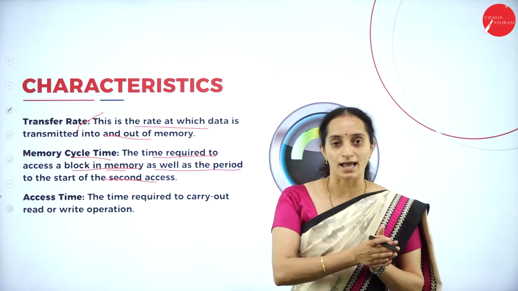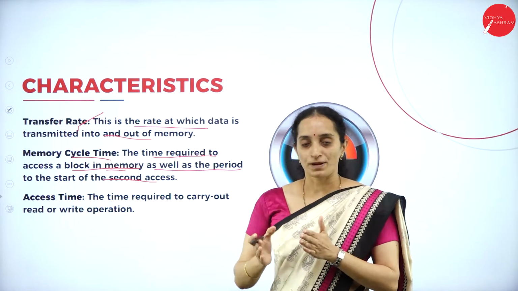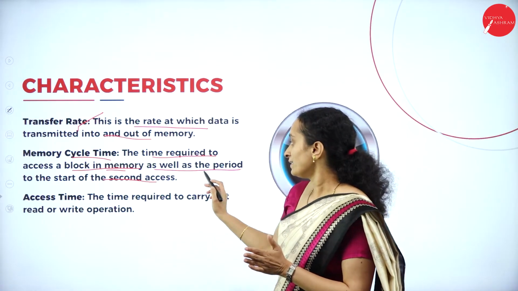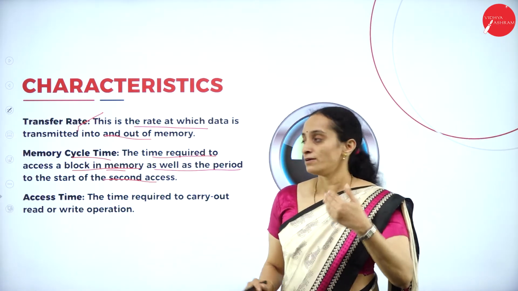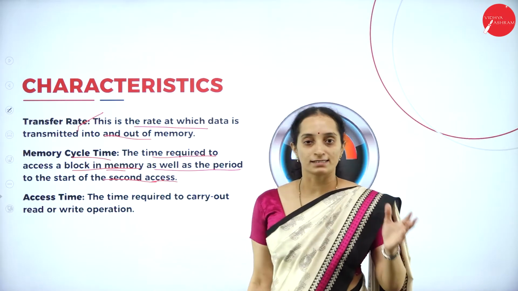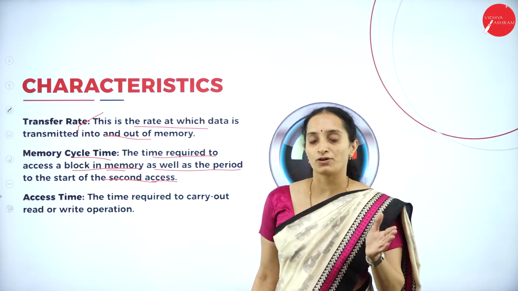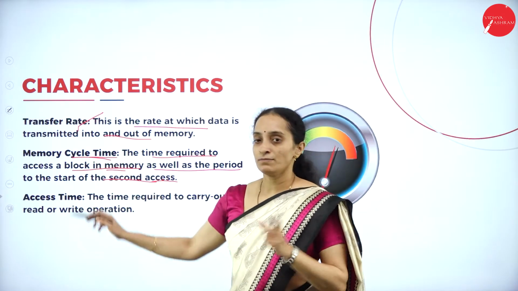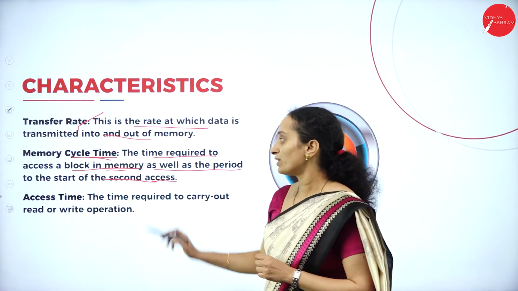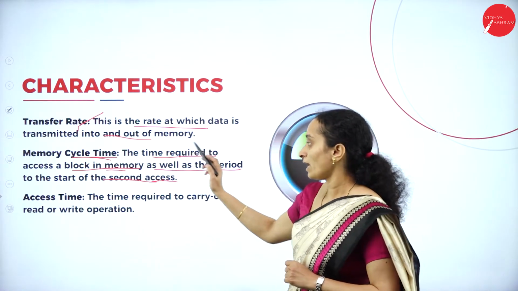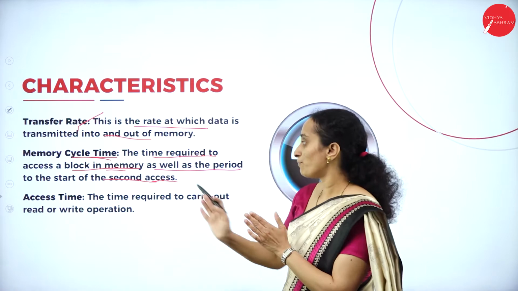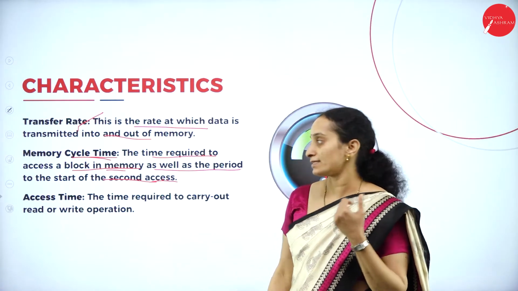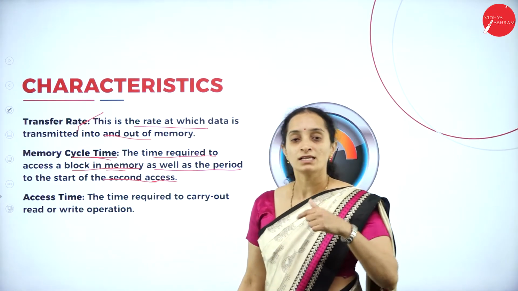First access is done and the execution has stopped, and then the second access is done by the processor to the same memory. That time gap is called the memory cycle time. It is the time required to access a block of memory as well as the period to start the second access. This is called the memory cycle.